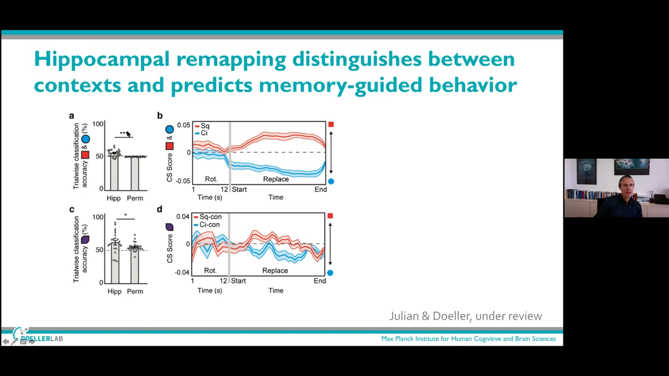Let me also describe plot C directly. There we use the very same classifier, trained on the original circle and square environments in the learning phase, to decode the behavior in the ambiguous squircle. In the ambiguous squircle, either your response is circle consistent or square consistent, and that's effectively the label for the classifier here. We see evidence that the hippocampus significantly reactivates the original circle or square representations in the squircle environment when you respond in either the circle or the square consistent way.